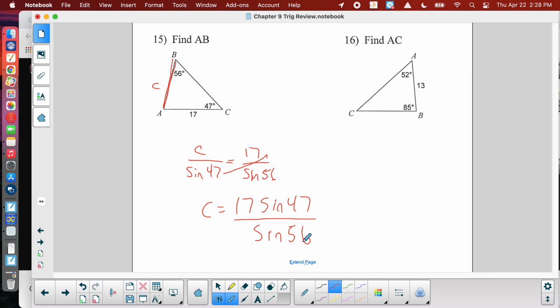So we pop that in our calculator. Make sure you're closing the parentheses after sine 47. So close that parentheses. When we do so, we should come up with C is about 15.0.